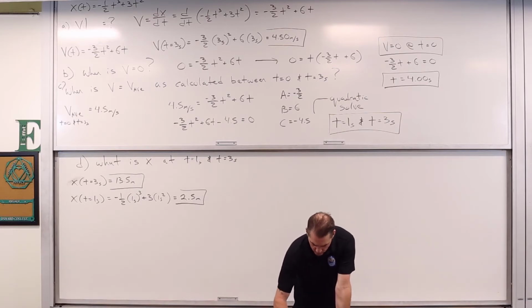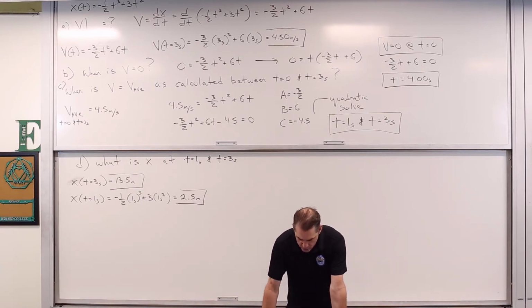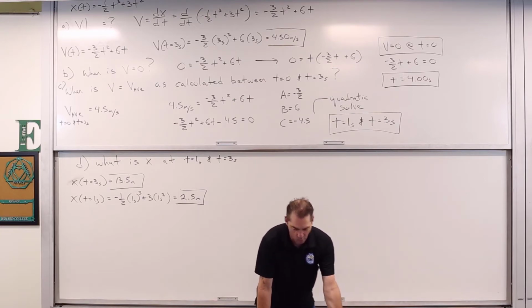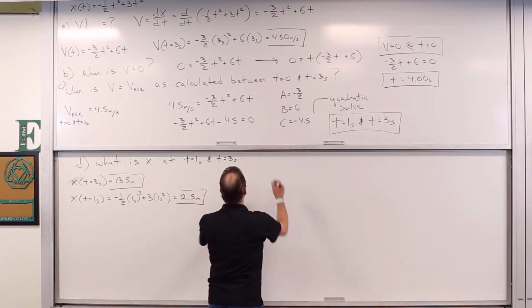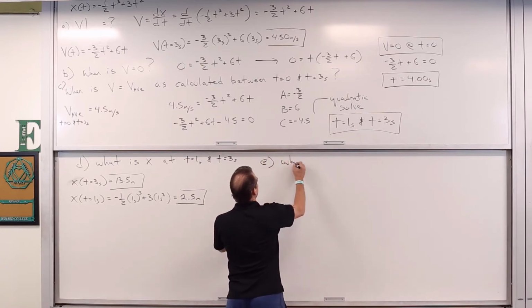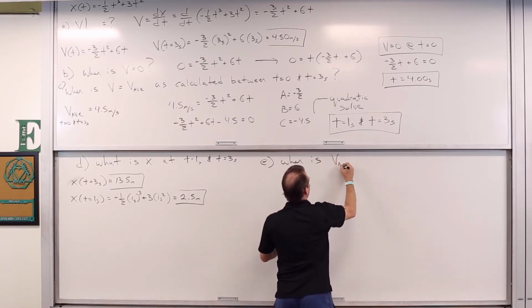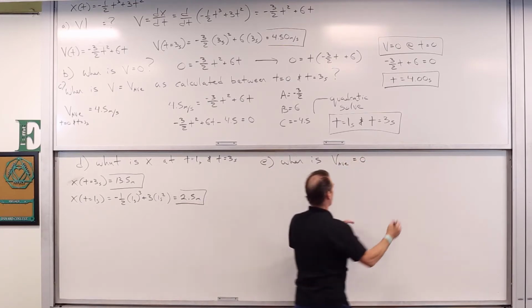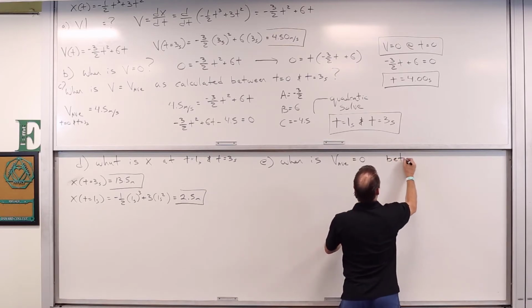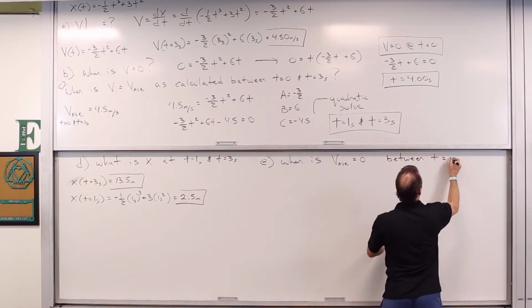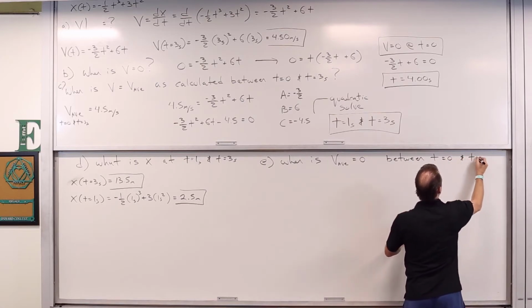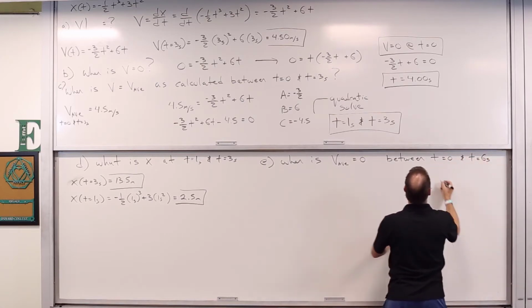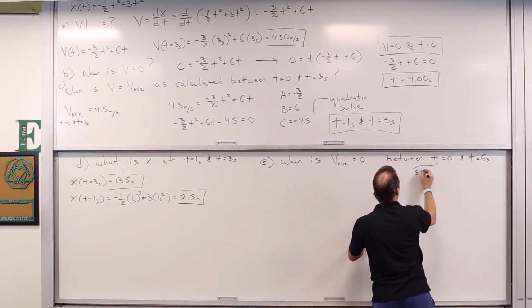And we move on to a couple more little questions here. At what time is the object's average velocity equal to 0? There's a good question. E. When is the average equal to 0? And this is between t equals 0 and t equals 6 seconds, starting at t equals 0.